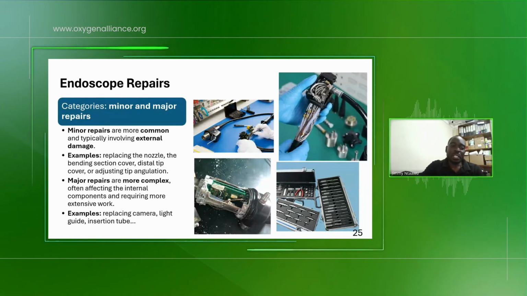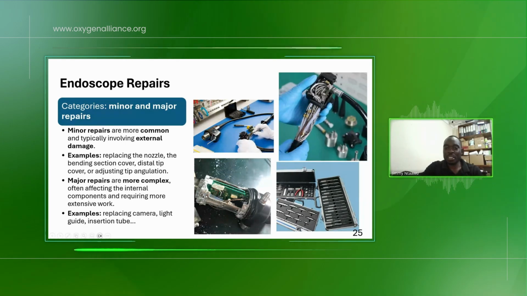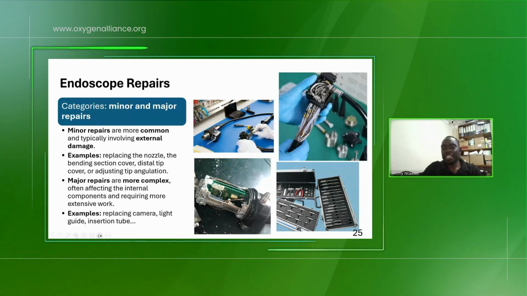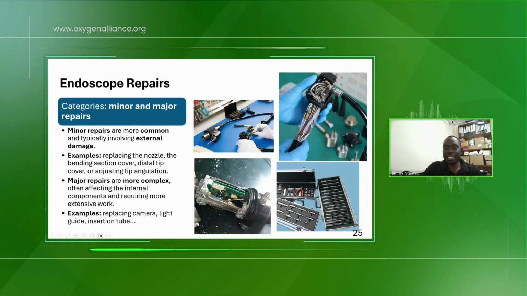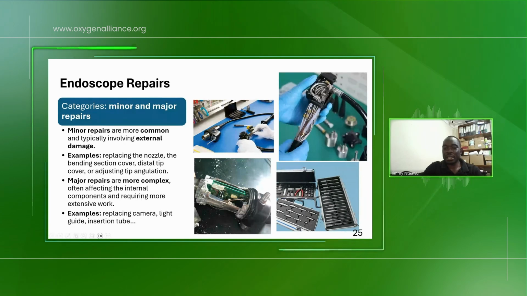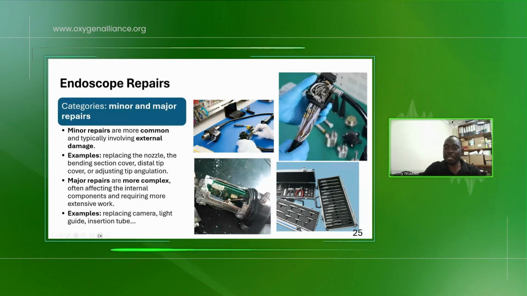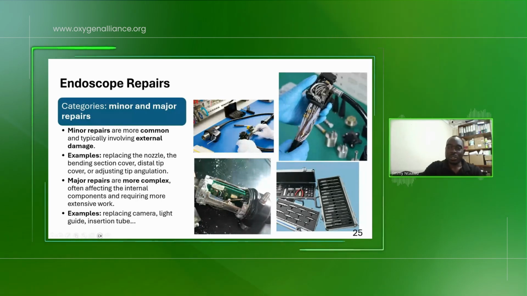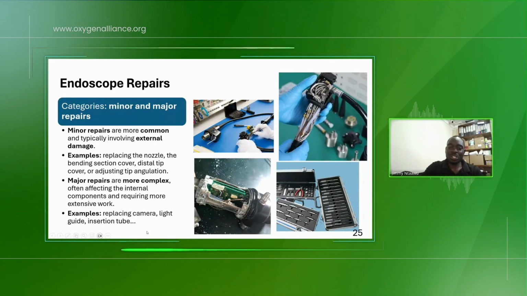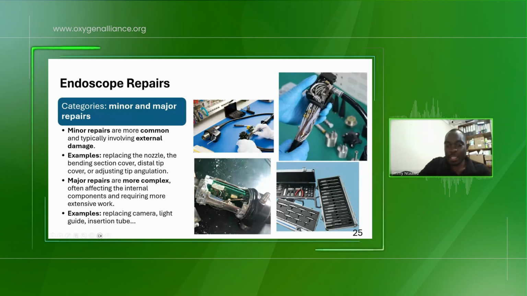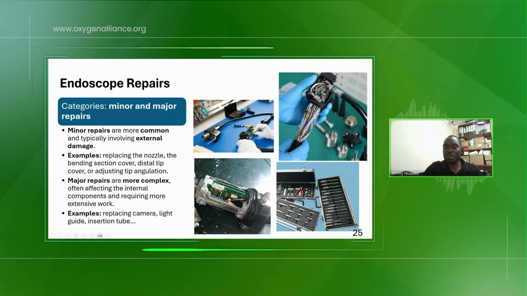Then we have what we call the major ones. These really affect the scope internally. For example, this was water invasion. Water entered into the scope and settled. This must have been the disinfectant. It damaged the circuit boards and also damaged the body of the scope. So this one is really big and it is really worrying. Anything to do with the camera, the light guide, the insertion tube, those are expensive repairs, and we should take note when we are handling scopes.